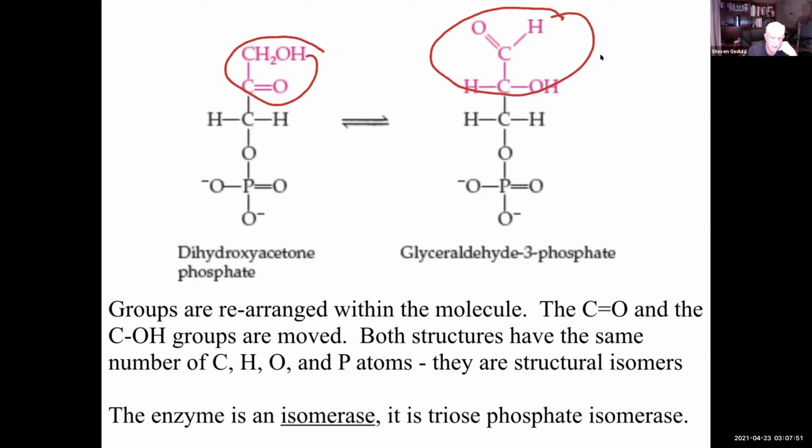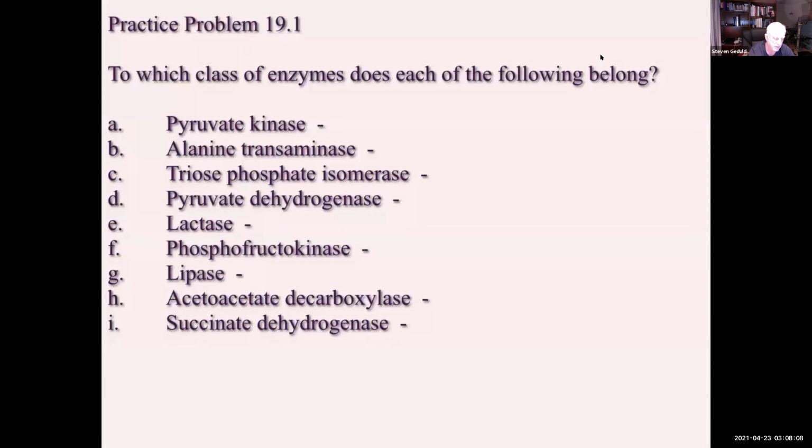Okay, the enzyme is an isomerase. It's a triose phosphate isomerase. It's rearranging the molecular groups inside the molecule. So it's an isomerase, because they're both structural isomers of each other. To which class of enzymes does each of the following belong? Pyruvate kinase. That belongs to the transferases.